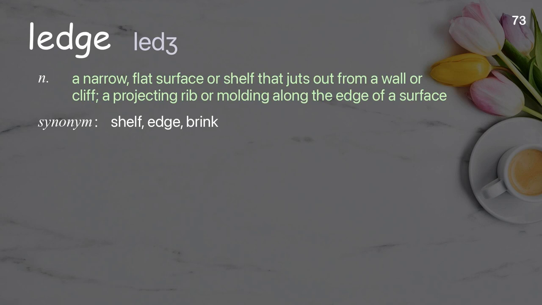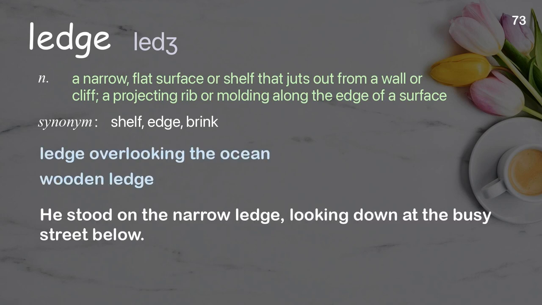Ledge. A narrow, flat surface or shelf that juts out from a wall or cliff, a projecting rib or molding along the edge of a surface. Examples: ledge overlooking the ocean, wooden ledge. He stood on the narrow ledge, looking down at the busy street below.